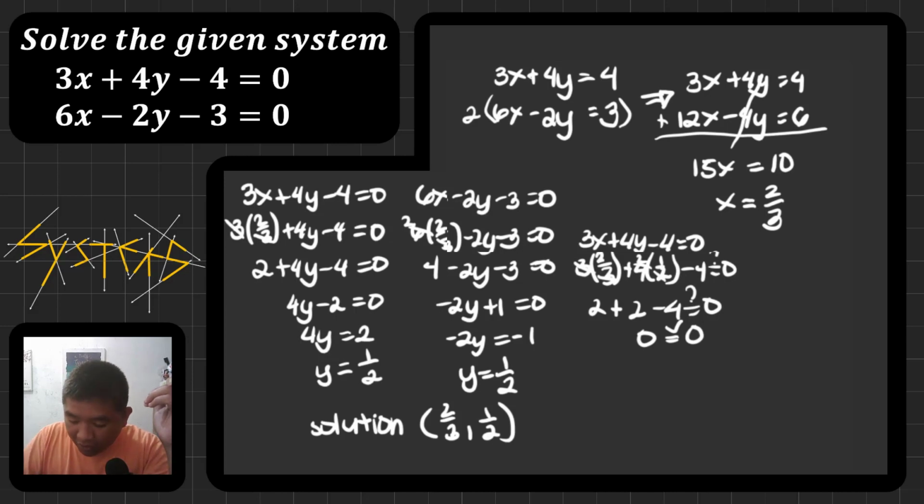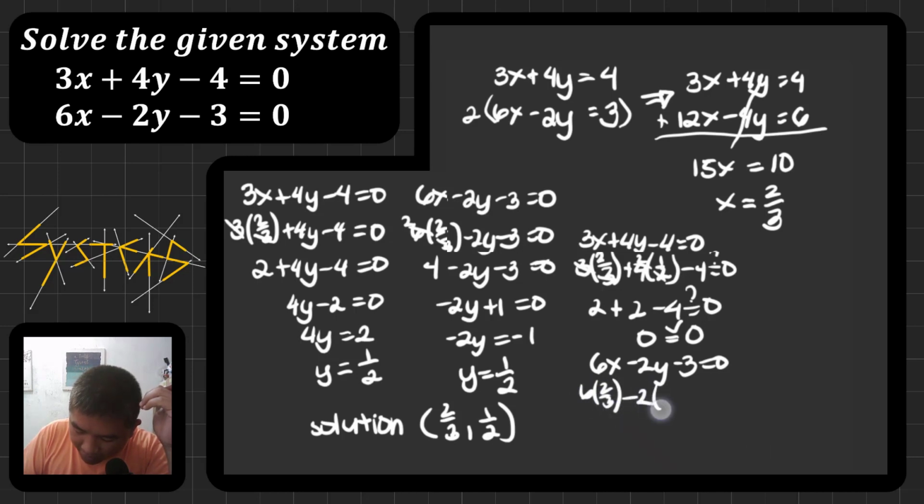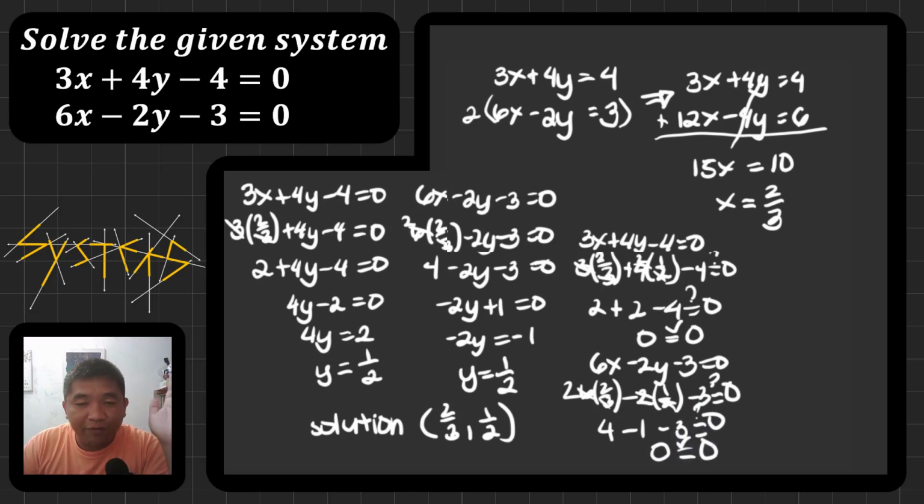Now, we could even use the second equation. By the way, with this, we're already sure that the solution is really a solution. But in the second equation as well, 6x minus 2y minus 3 is equal to 0. So 6 times 2/3 minus 2 times 1/2 minus 3, question mark 0. So this is 2. This is just 1. So 2 times 2, 4, minus 1 minus 3, question mark 0. Of course, you will get 0. Check. Equal to 0. So we have verified it further. The solution for this given linear system is at 2/3 and 1/2.